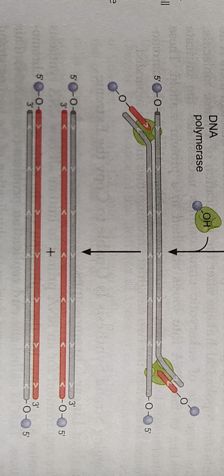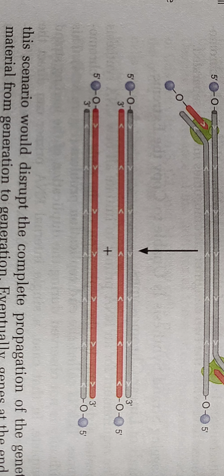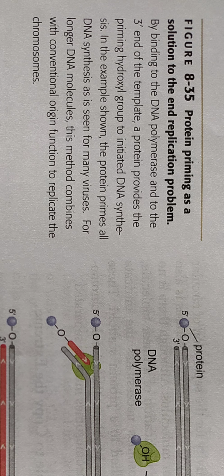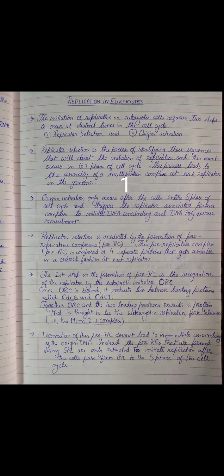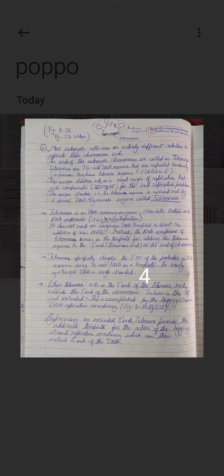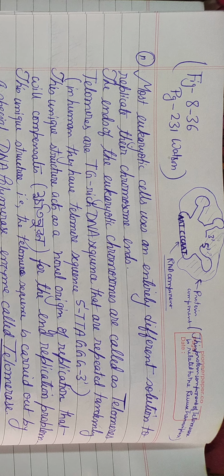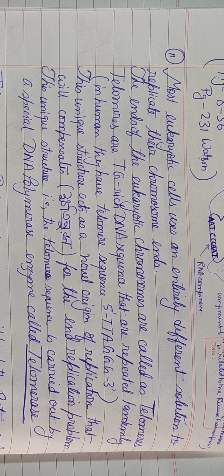The end part of your replication fork will be completely synthesized. This is given in figure 8.35 in your Watson book. Okay, what is the other way? The other way that is done is through telomerase.